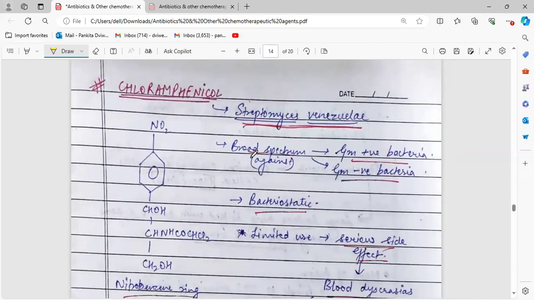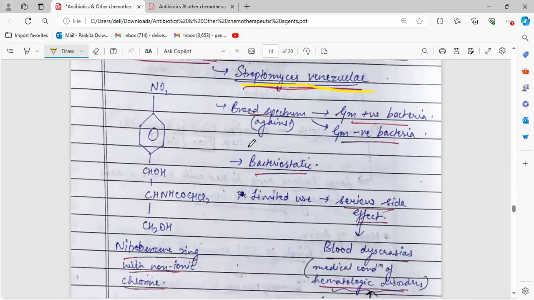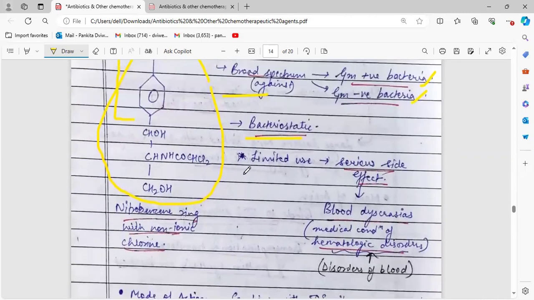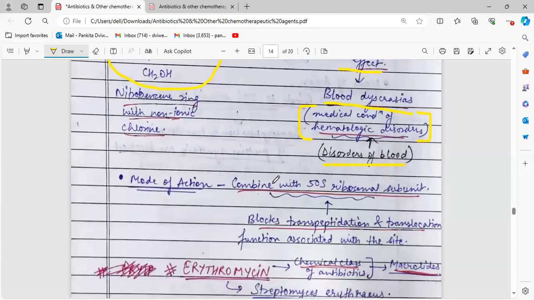The next antibiotic in this category is chloramphenicol. Chloramphenicol is obtained from Streptomyces venezuelae. It is a broad spectrum antibiotic and acts against both gram-positive and gram-negative bacteria. Chloramphenicol is bacteriostatic in nature. This is the structure of chloramphenicol, which contains a nitrobenzene ring with non-ionic chlorine. Chloramphenicol has a very serious side effect of blood dyscrasias, which is a medical condition of hematologic disorders, basically disorders of the blood. That's why its use is limited.